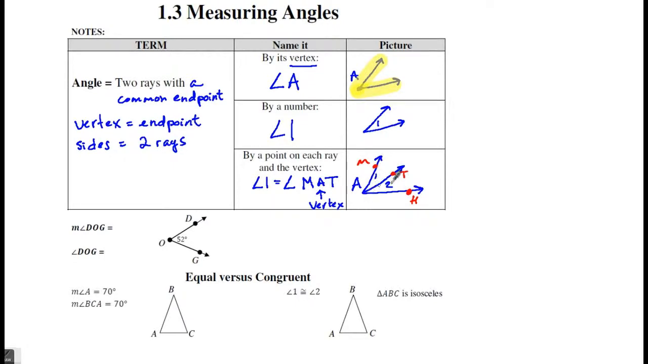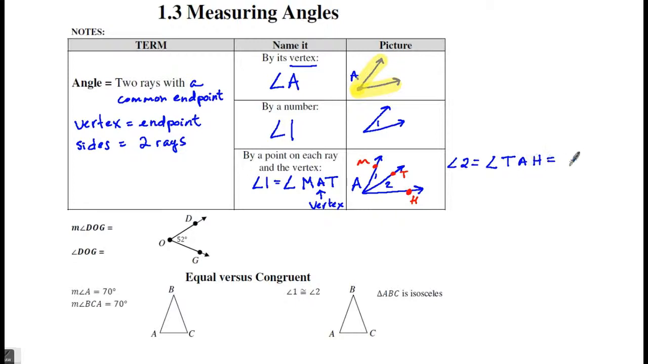Another example I could use, if I was to talk about angle 2, I'll just put it here on the side. Angle 2 can be thought of as angle TAH. You might be asking, Mr. Castro, can I change the letters the other way around? Can I call this angle HAT? You can. You can go clockwise or counterclockwise. You can call it HAT.